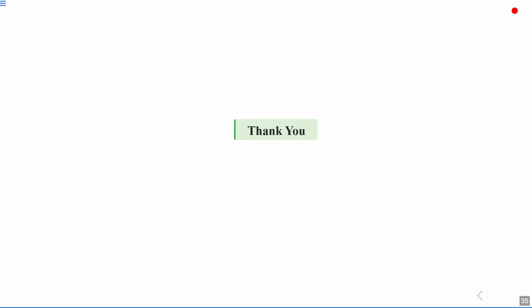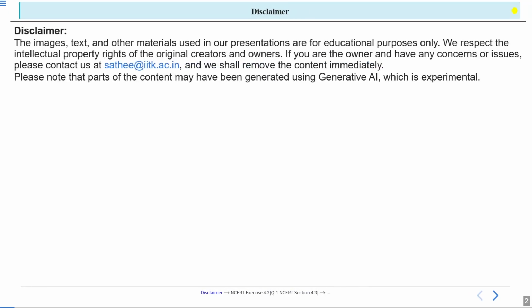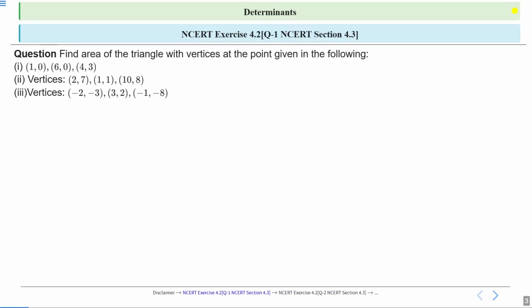Okay, we saw how we calculate the determinant by using cofactors and minors, and we also saw some properties of determinants. So let's do exercise 4.2 of determinants. The first question is, we have to find the area of the triangle with vertices at the points given in the following. There are 3 questions and the vertices of a triangle are given. So we have to calculate the area of the triangle. First, just recall the formula for how we can calculate the area of a triangle.